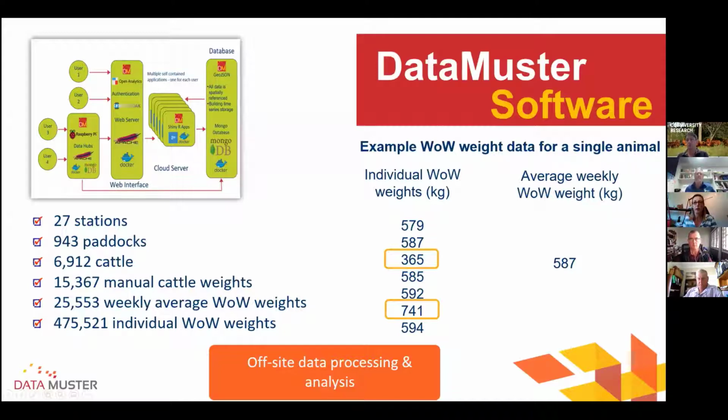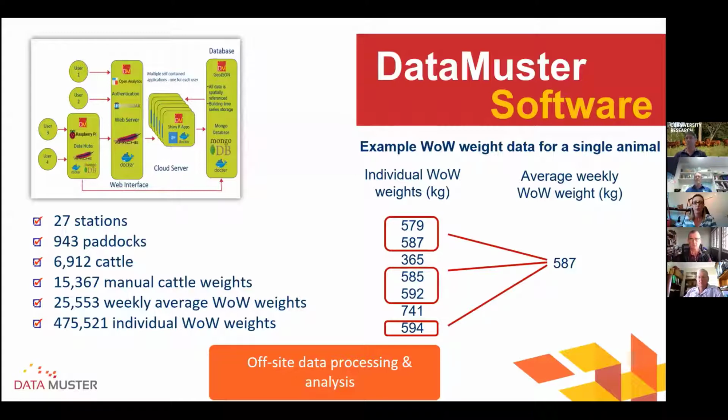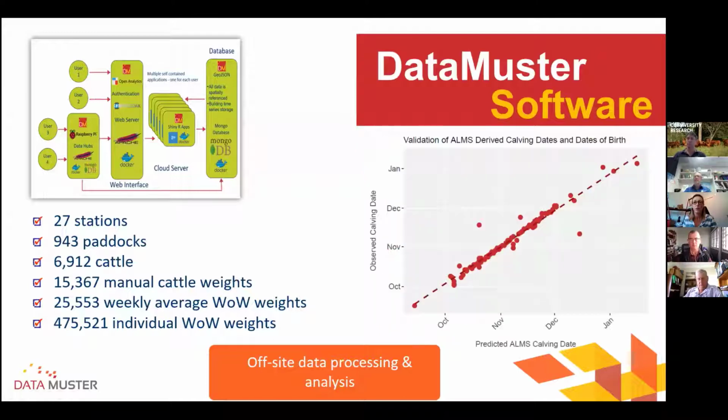Instead, each week we run an algorithm to calculate an average weight for each animal for that week. The algorithm requires a minimum of 4 individual weights that are all within a standard deviation of 25 kilograms. It ignores any weights that are outside of this range. We have tested the algorithm against manually recorded weight data. This is the same graph that Nick showed in his presentation. And we do have confidence in the accuracy of the weekly average weights for estimating cattle live weights, but not individual daily weights.